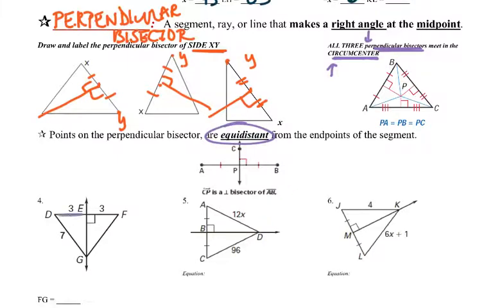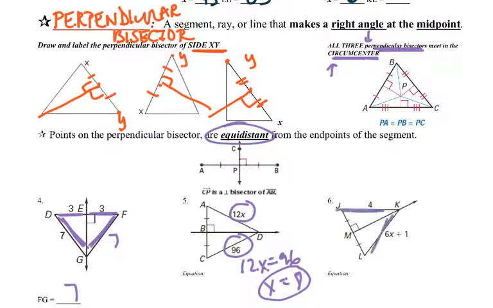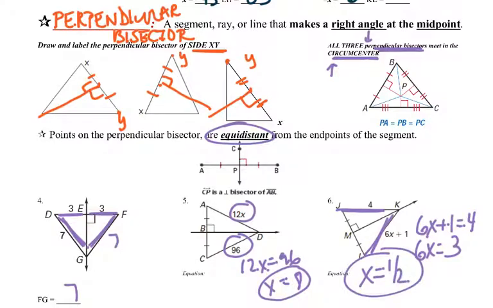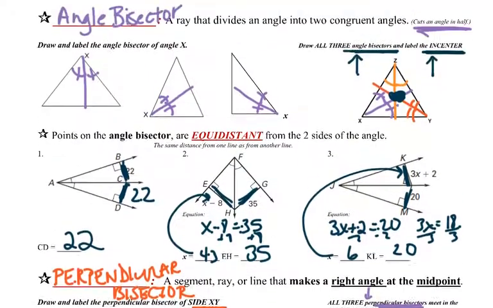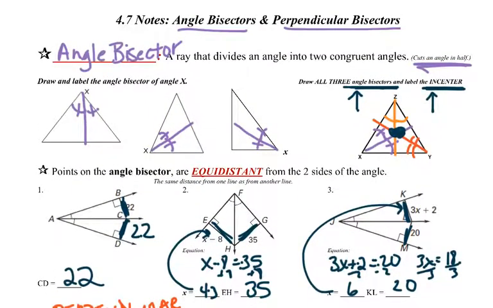It's the same. 3 matches 3, therefore 7 matches 7. Here, the 12x is going to equal the 96, so x equals 8. And then here, the 6x plus 1 equals 4, so x equals 1/2. It is a lot of vocab, right? So we'll work on that, but perpendicular bisectors, and those are equidistant, and then angle bisectors, and those are equidistant.